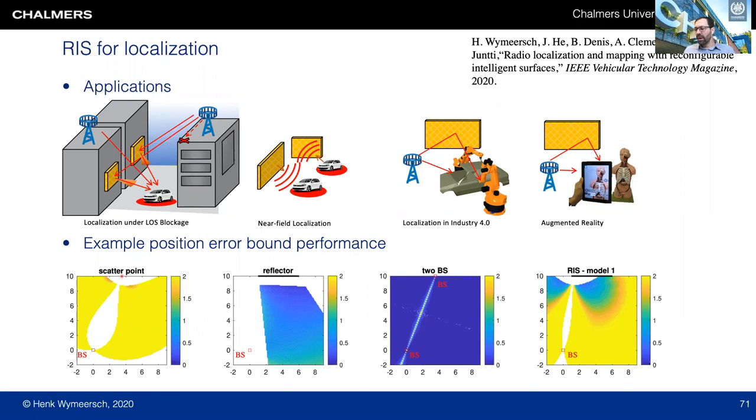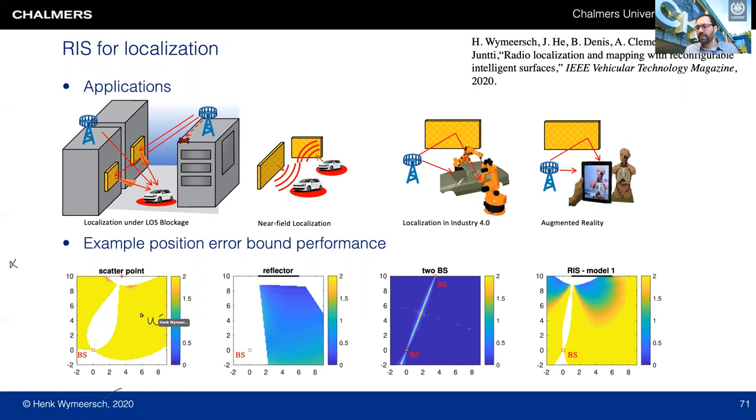Now, I don't have time to go into great detail. I just want to show some comparisons between different technologies, or different kinds of objects in the environment, and how they affect positioning. So this here is a simplified scenario on the bottom, where I have a base station and then a user. Let's say the user is here.